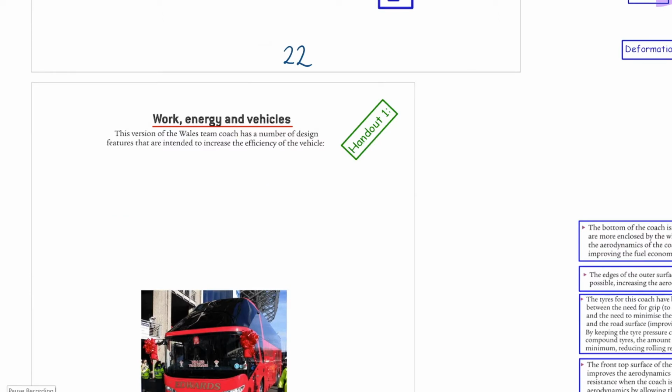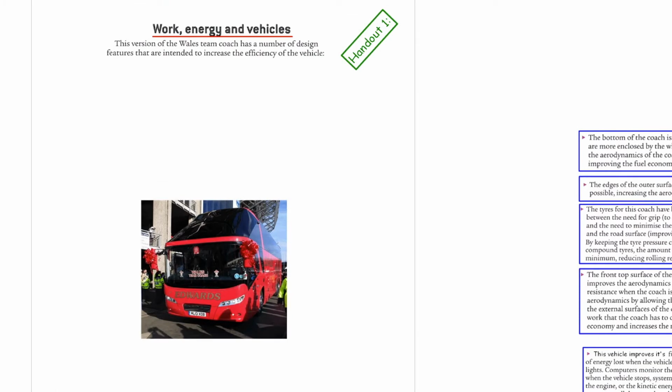When you've completed that, please turn over to page 23, and this is what it should look like. On the top it just says this version of the Wales team coach has a number of design features that are intended to increase the efficiency of the vehicle. Remember, efficiency means how much of the input energy is transferred to useful energy. In the case of a bus or a vehicle, the input energy is the fuel, the petrol or diesel, and the useful output energy is kinetic energy.